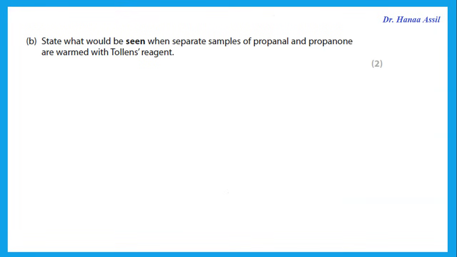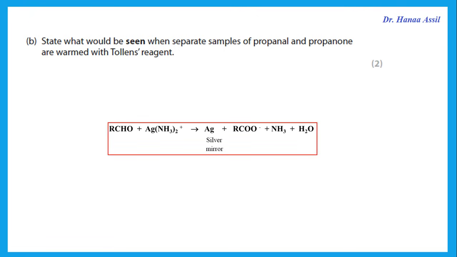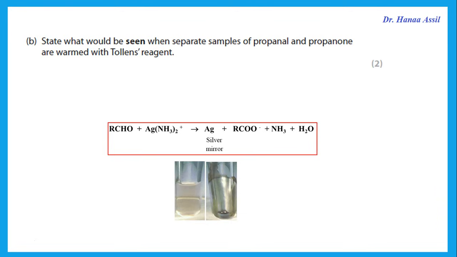State what would be seen when separate samples of propanal and propanone are warmed with Tollens reagent. Remember, Tollens reagent is a reagent that reacts with which of these? It reacts with the aldehyde. The Tollens reagent is actually a silver ammonia complex, and it would change from a colorless solution to give a silver mirror with the aldehyde but not with anything else, so no change with propanone.